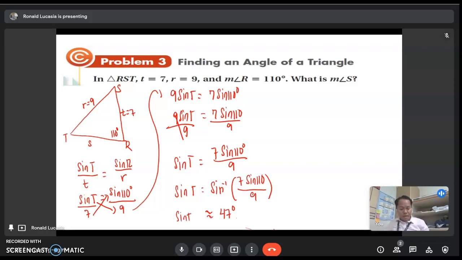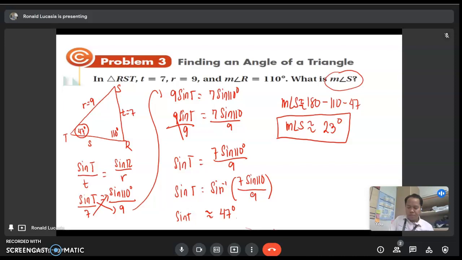We're looking for angle S. So if this is 47 degrees, it's a triangle. It's 180, the total of 3 angles. So the measure of angle S is 180 minus 110 minus 47. So the measure of angle S is approximately 23 degrees.